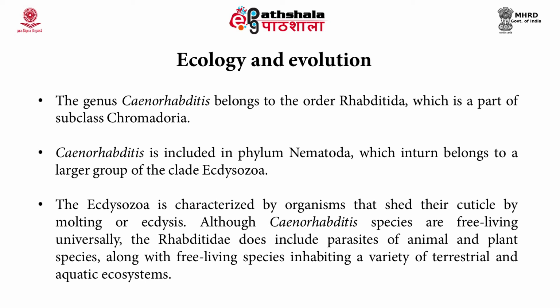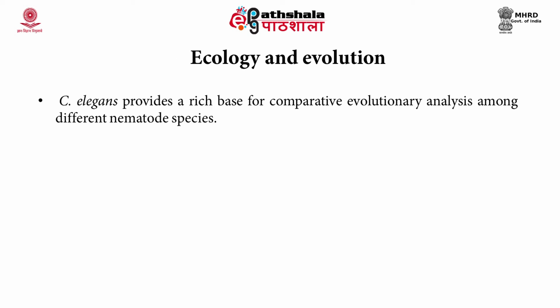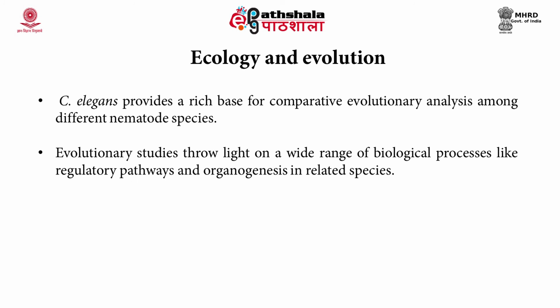Although Caenorhabditis species are universally free living, the Rhabditida does include parasites of animal and plant species along with free living species inhabiting a variety of terrestrial and aquatic ecosystems. C. elegans provides a rich base for comparative evolutionary analysis among different nematode species. Evolutionary studies throw light on a wide range of biological processes like regulatory pathways and organogenesis in related species.